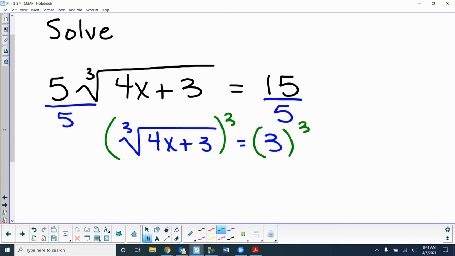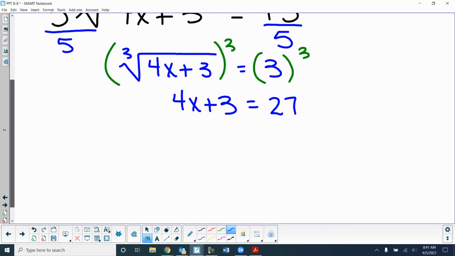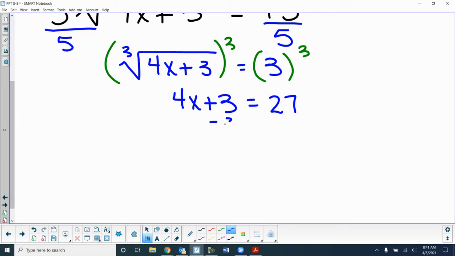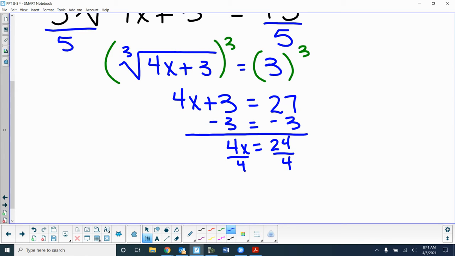So what's my left side gonna be? 4x plus 3, very good. And then what's the right side? 27. 3 times 3 times 3. And then we just finish up, right? Subtract 3. And then divide by 4. So our answer is 6.